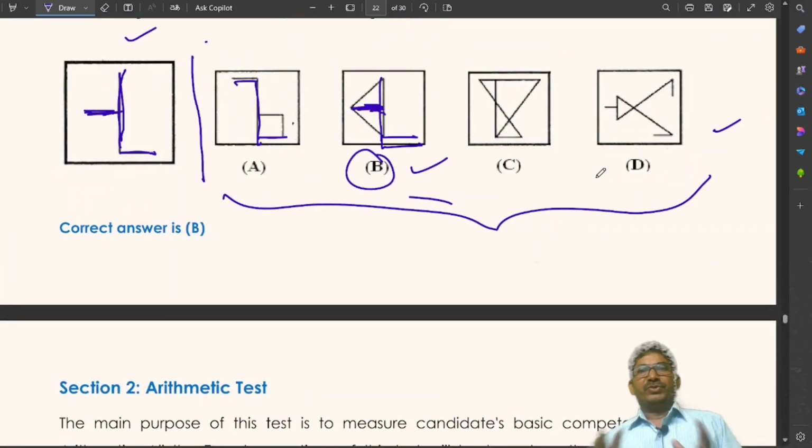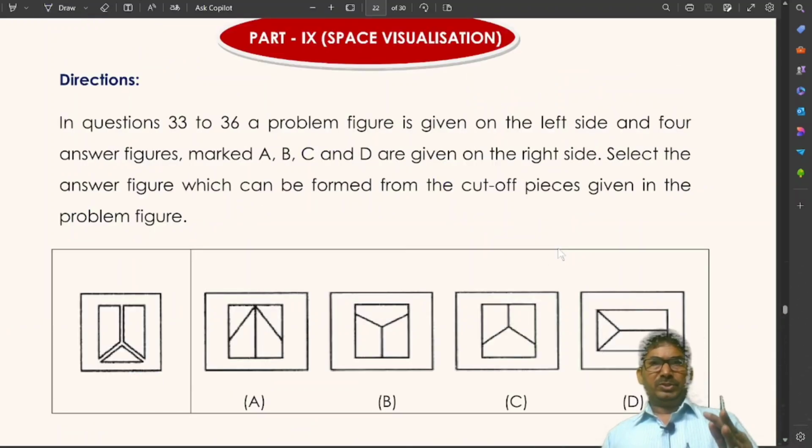So children, this is section 1, which I explained, as given in the prospectus. As per this syllabus we have to practice more and more, then we can get a Navodaya seat. This is all about section 1, mental ability. In the next video we will discuss arithmetic, section 2, nothing but maths.